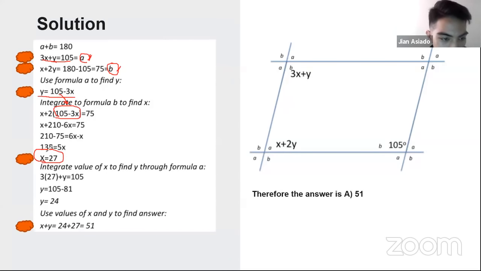So ito naman, since meron ka ng x, gusto mo na mahanap si y. So, this one, si x, sinubstitute, and then ito times 3. So, lipat mo sa kabila. Ayan, 81 hanggang makuha mo to. Then, use values of x and y to find answer. Ayan, x plus y since meron ka na. No, 27 plus 24 equals 51. Yep, and that's A.